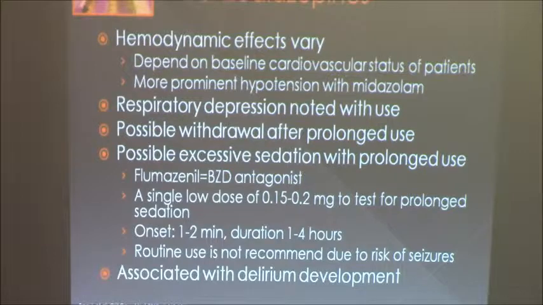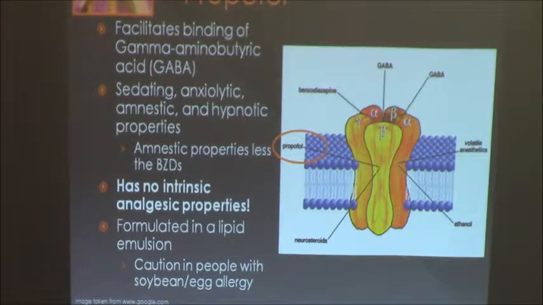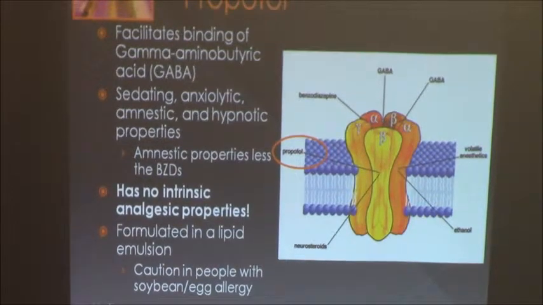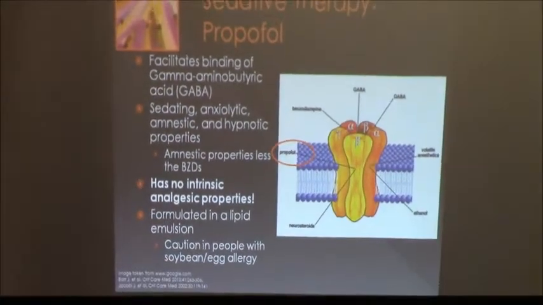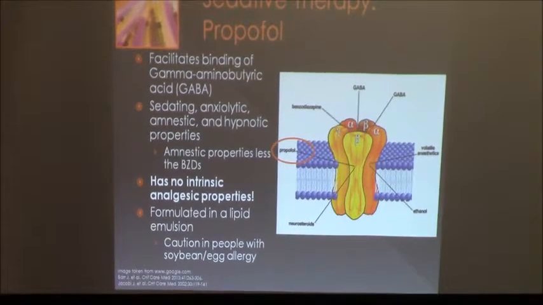And then benzodiazepines are also associated with delirium development. And we'll talk a little bit more about that. So moving on to propofol. Propofol has a very similar mechanism of action to benzodiazepines, both acting on GABA, but propofol binds at a different subunit. It has the same properties, however, its amnestic property is a little bit less than benzodiazepines. So you get more amnesia with benzodiazepine therapy than with propofol therapy.